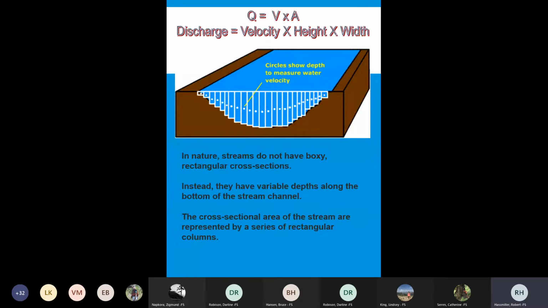We know that the average velocity for shallow stream channels, and ultimately nature is not set up in these smooth rectangular boxes for us because we have variable depths along the bottom of the stream channel. And so we want to measure the stream channel, and ultimately these are calculus equations for looking at the area under a curve for doing this task. And our cross-sectional area is represented here by a series of these rectangular columns.